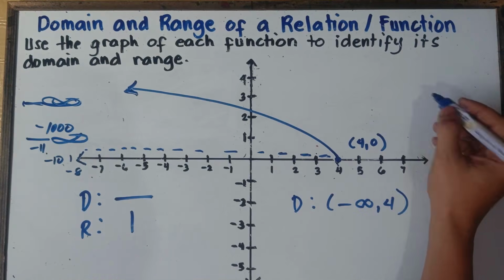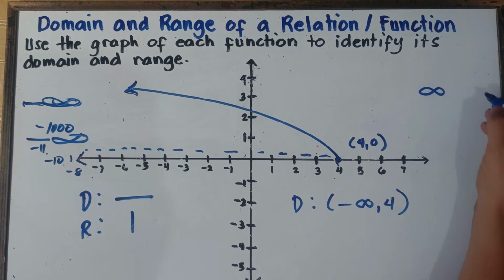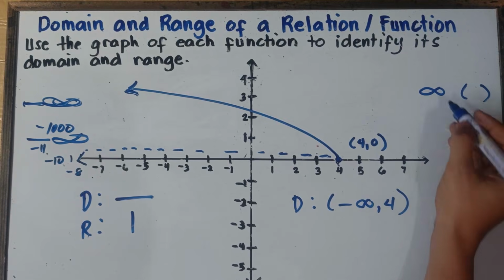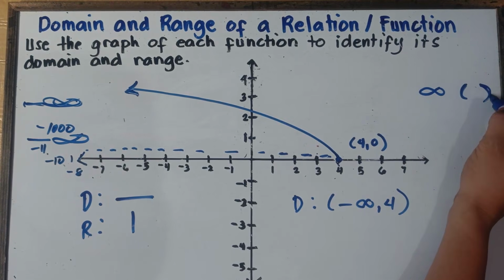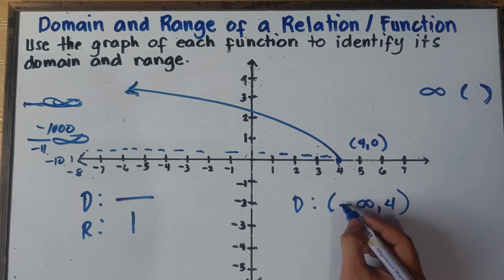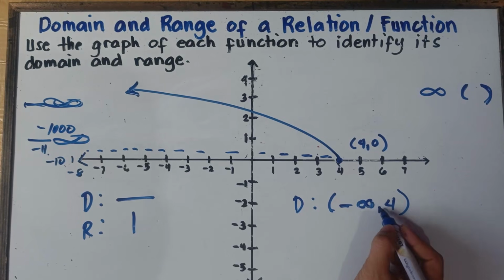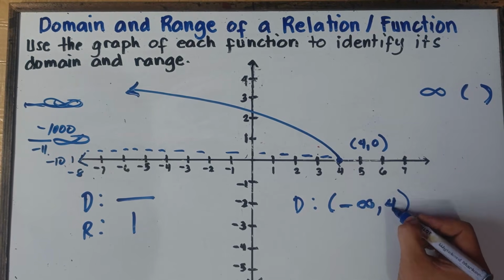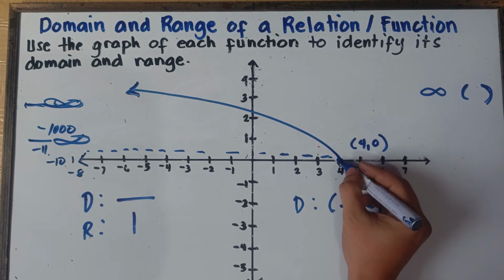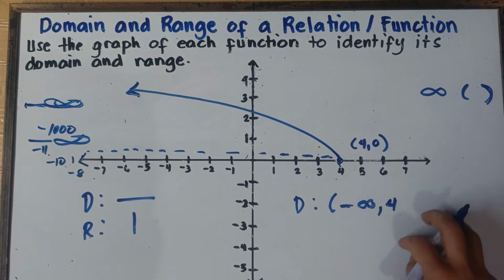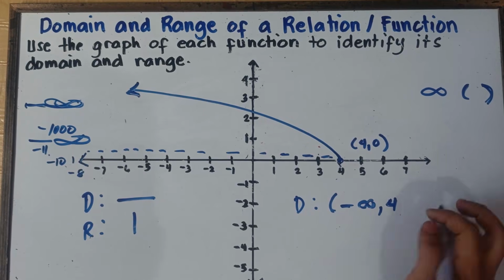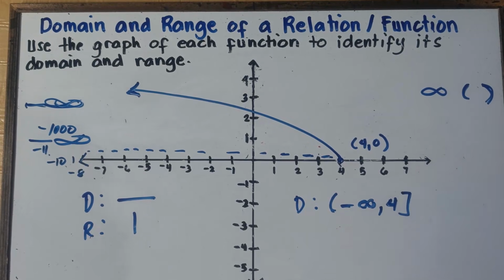Now, class, if it's infinity, you always use parentheses. On parentheses, negative infinity, comma, up to positive 4. Since we have positive 4 and a closed circle, it should be a bracket, class. That will be from negative infinity, comma, positive 4, and then bracket. That's the answer, class, with regards to the domain.